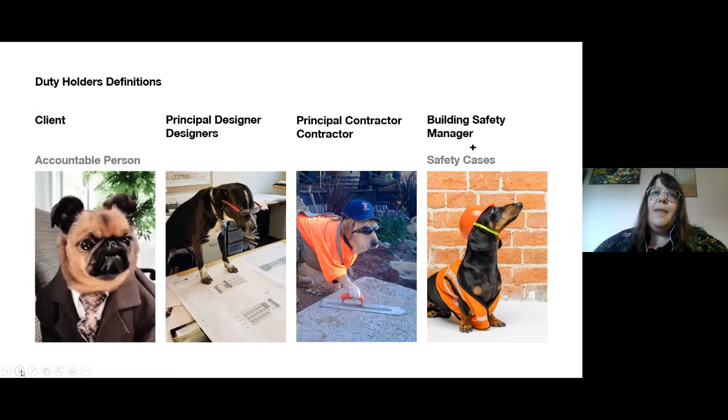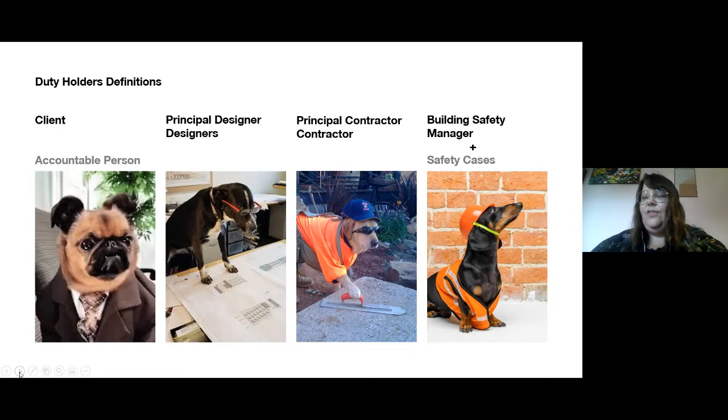From there, that accountable person who is responsible for the building has a responsibility to appoint a building safety manager. The building safety manager then is the person that would liaise with residents and would keep control of that safety case to make sure that it's up to date. Other key people that need to be remembered are the principal designers and the designers and the principal contractor. And all of these duty holders have got a responsibility at that process of meeting each of those gateways.